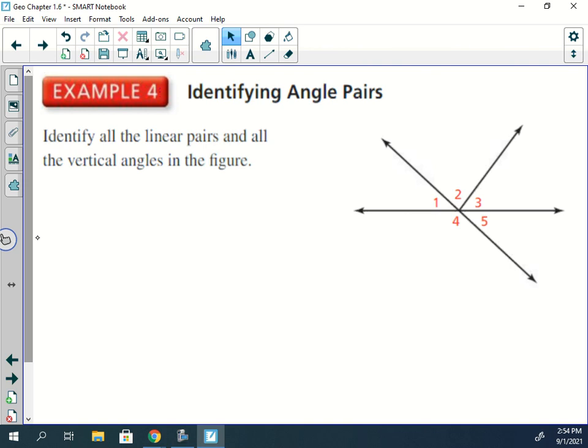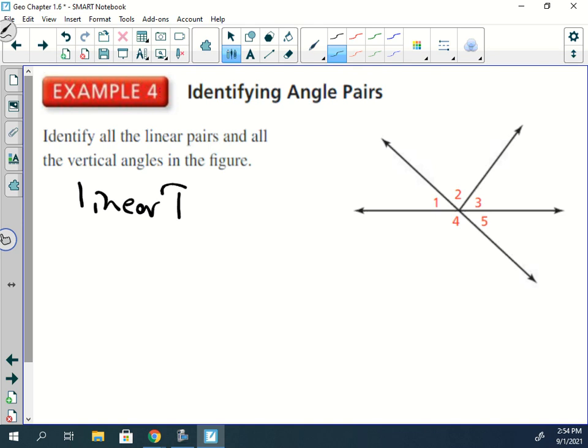So what we want to do is identify all linear pairs. So any two angles that make a straight line. Are there two angles in here that make a straight line? Yes, 1 and 3. Isn't there one in the middle of 1 and 3? 2 and 5. So between 1 and 3, this here is a straight line, yes? 1 and 3, do those add together to make a straight line?